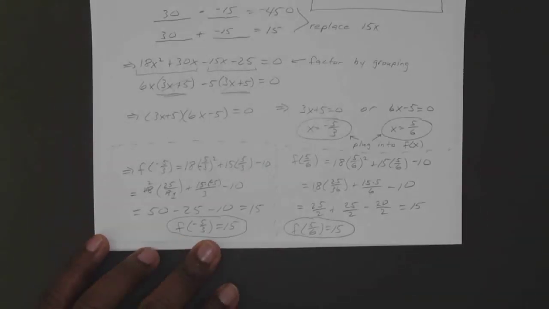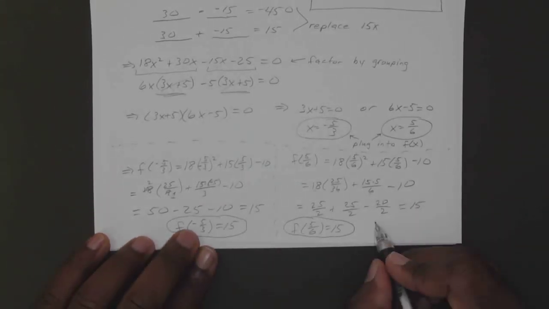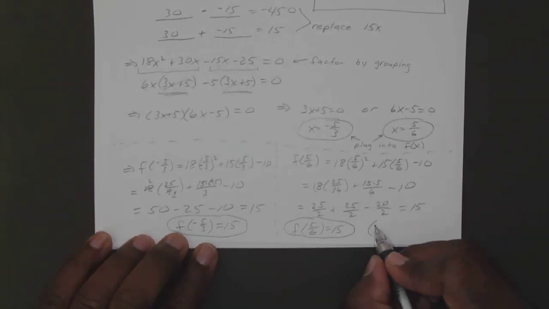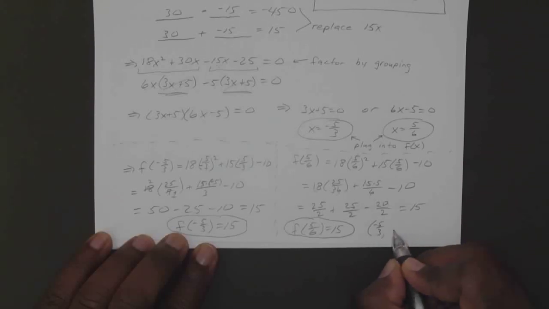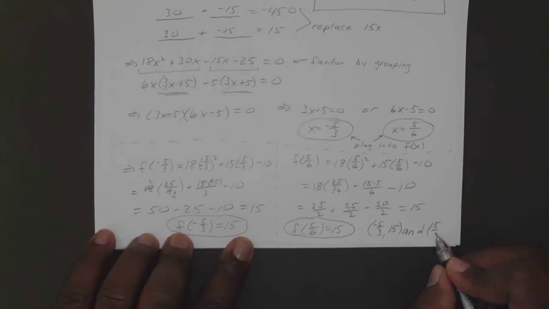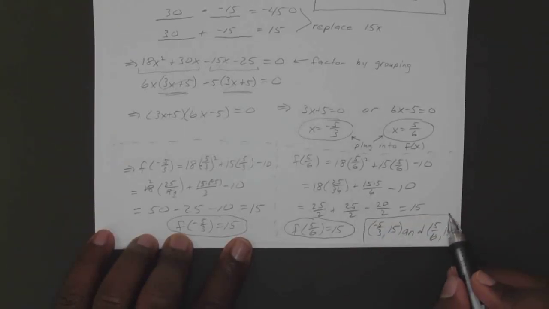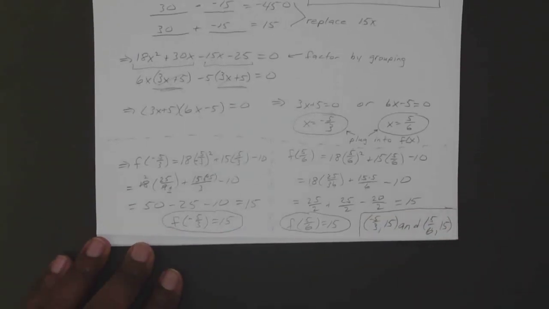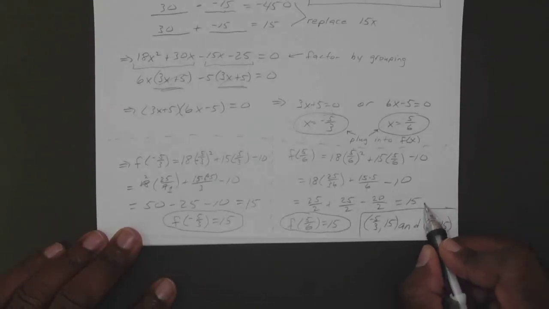Okay, so that actually gives us our 2 points. We have negative 5 over 3, 15, and 5 over 6, 15. Okay, so these are our 2 points.